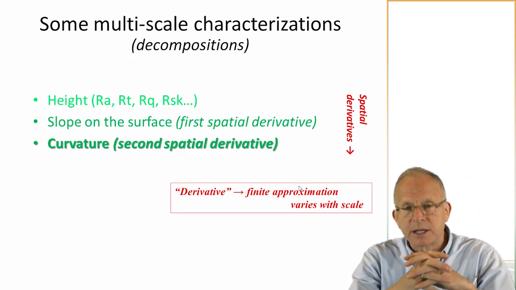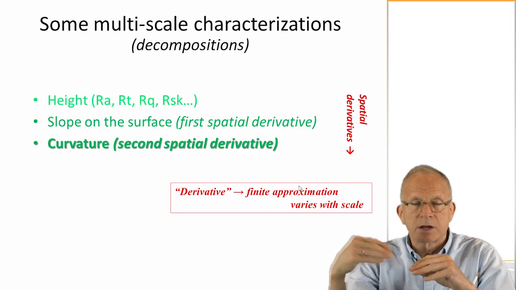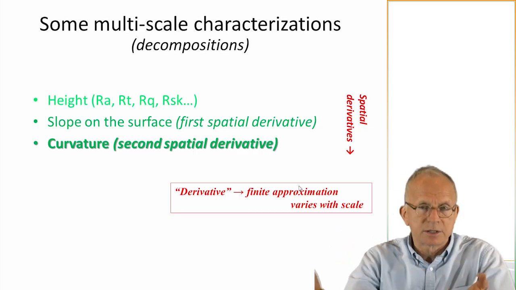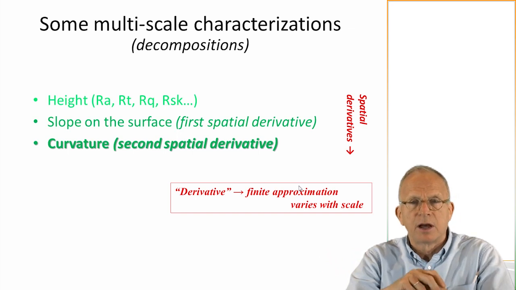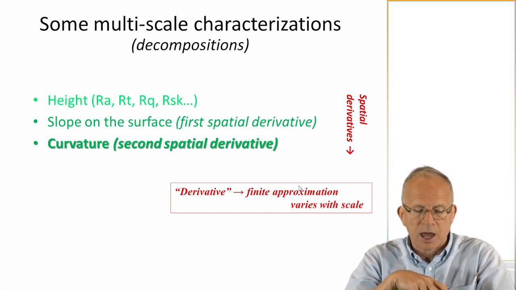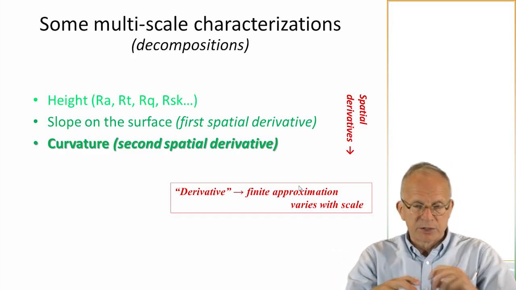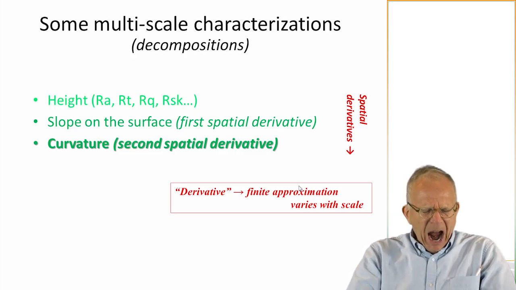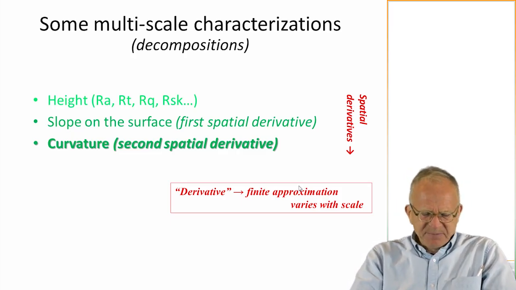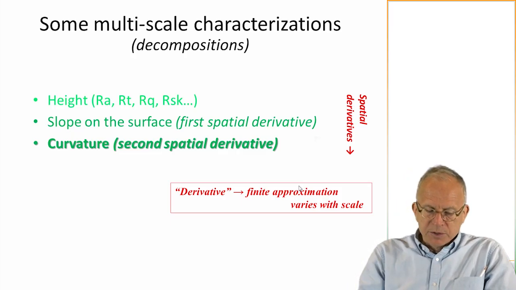Now, we're not taking a derivative in the sense that we're not going to try to fit an equation to this that we can take a derivative of. What we're doing is looking at the slope as it changes with scale, or the curvature as it changes with scale. So we use finite approximations.